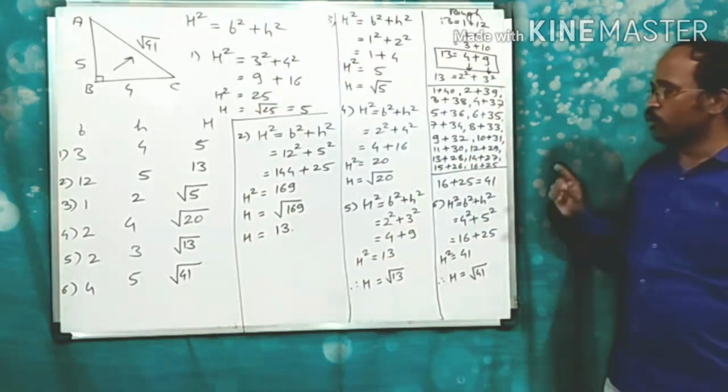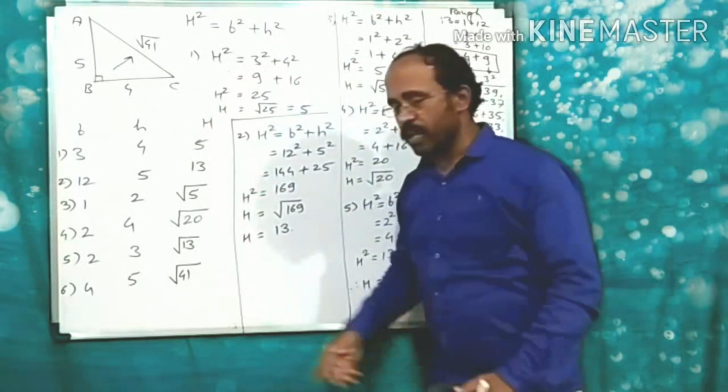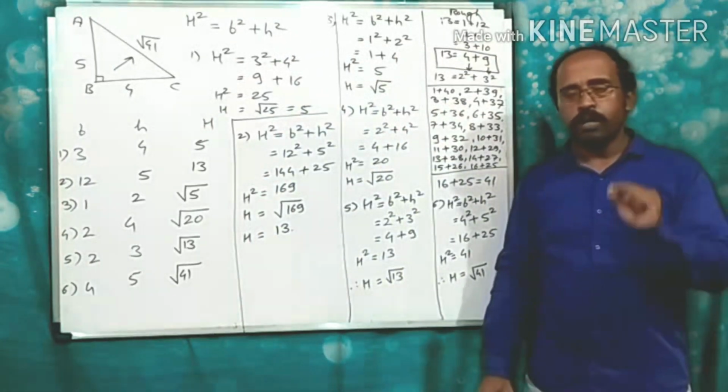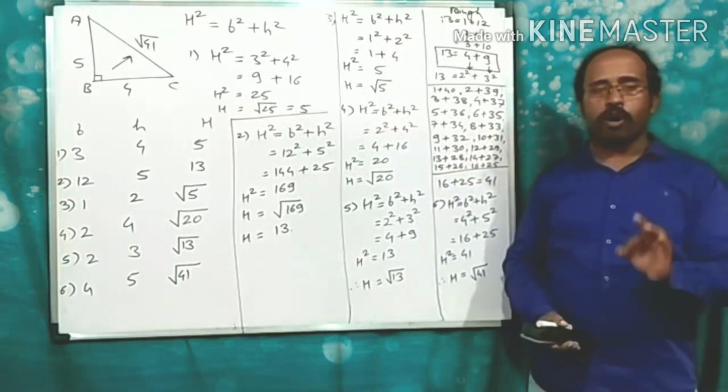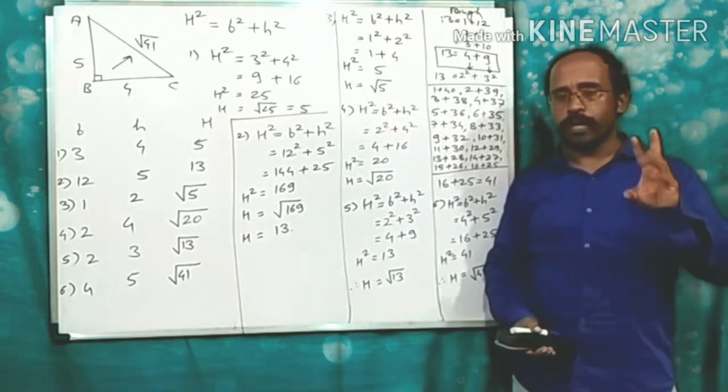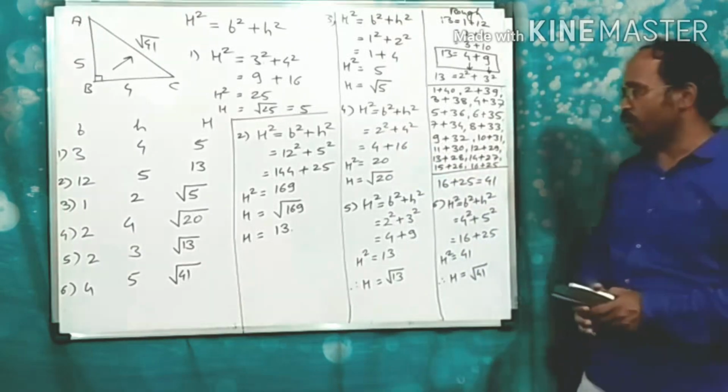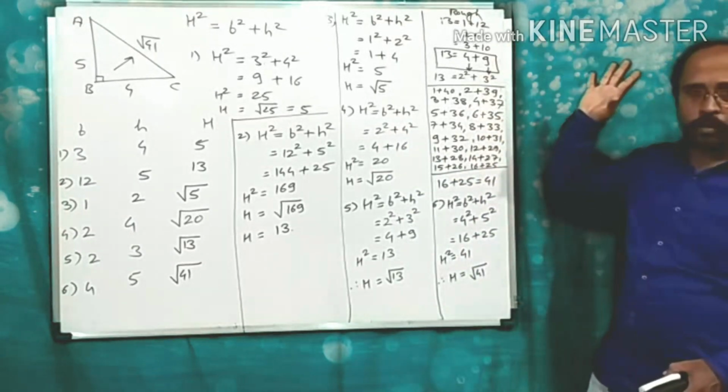Got it, students? So to find out such kind of irrational numbers, what we have to do? We have to find out the given number as addition of two perfect square numbers. And for that we have to check such kind of combination.